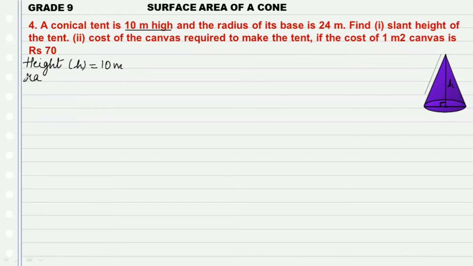And they have given us the radius. Every time the diameter is given, but here directly the radius is given as 24 meter. In the first part, it says that we have to find the slant height of the tent. If we label it, this is A, B, C, where it is right angled at B because AB is perpendicular to the center of the base. So we have height, we have CB radius with us, and we have to find AC, that is your slant height. Okay, so let's start students.